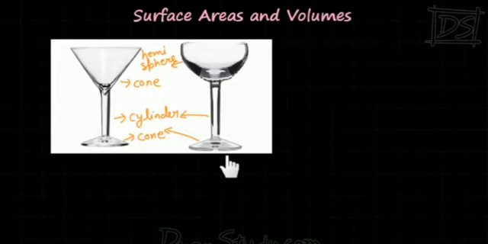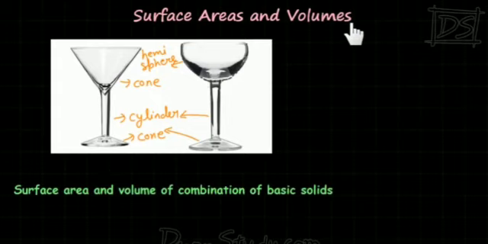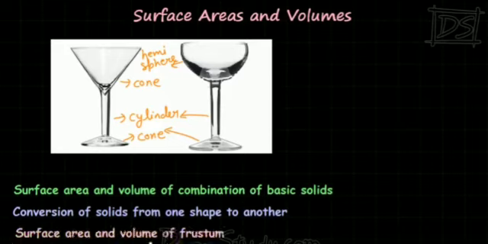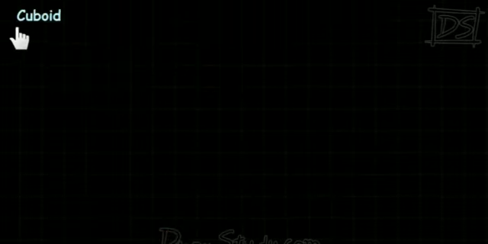Before that, we have to learn some basic concepts that we use when combining these solids. We will learn surface area and volume of a combination of basic solids, conversion of a solid from one shape to another, and surface area and volume of a frustum. The frustum topic will be for your higher classes. So dear students, let's start with some basic topics.